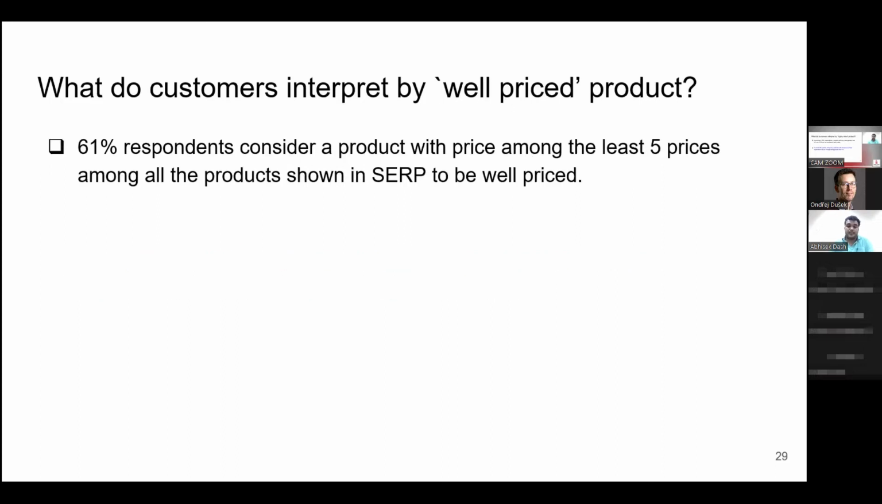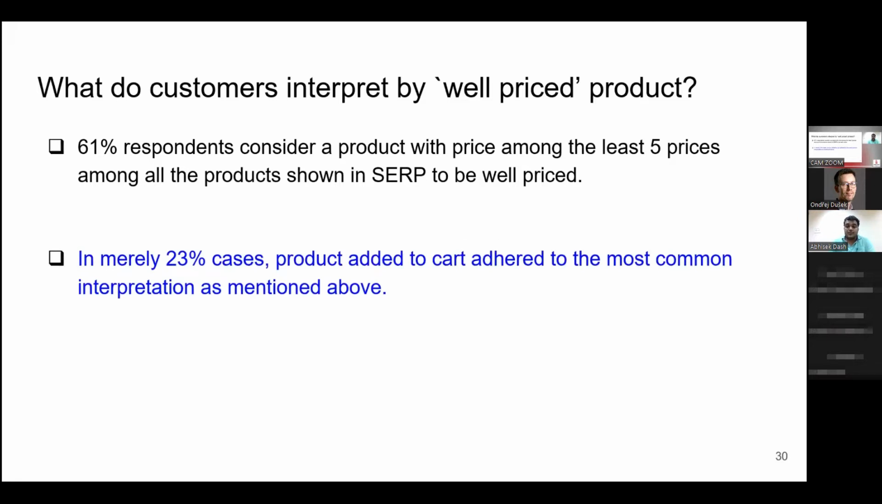Upon being asked about their interpretation of what a well-priced product means, 61% of respondents said that the price of the product should be at least among the lowest 5 prices on the result page. However, we observed that in merely 23% of cases, Amazon's choice product adhered to this interpretation of a well-priced product. So while Amazon's choice products were highly rated, they did not fall under the interpretation of what people might consider well-priced.